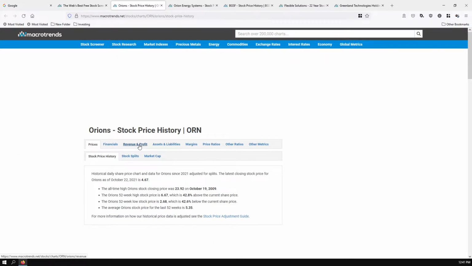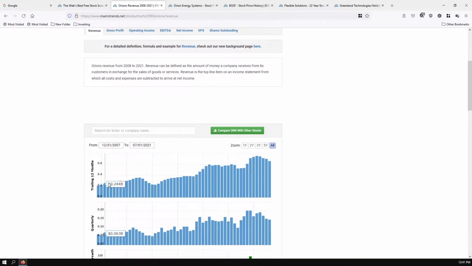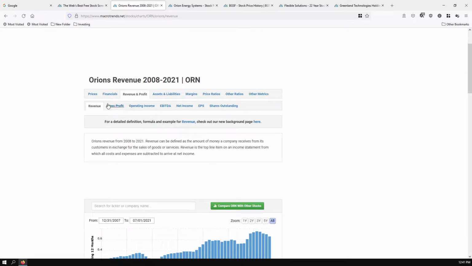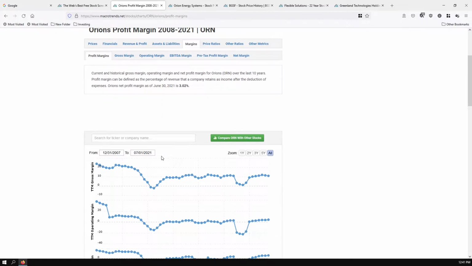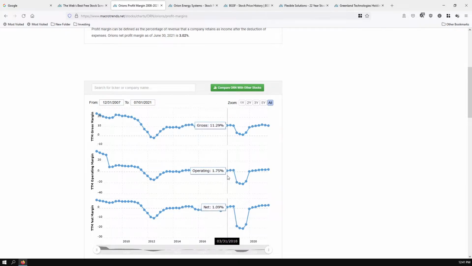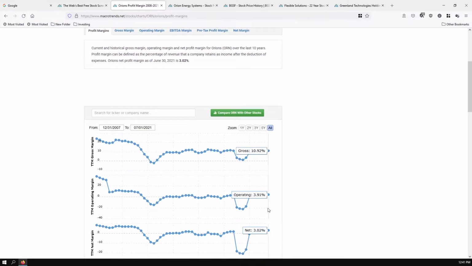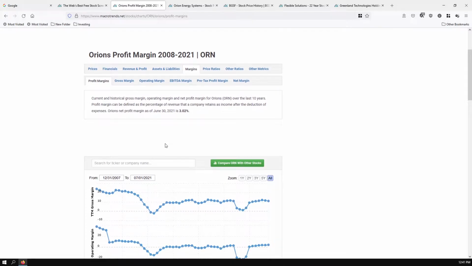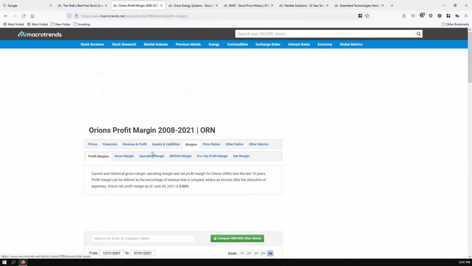First thing I do, I go to revenue and profit. Looking at the revenue, you can see it steadily increase ever since 2008. A couple dips here and there. And then after that, I go to the margins. And I'm looking to see what the operating margin is and what the net margin is. Currently operating at a 3% net margin. That is pretty common for a business like a construction business or a contracting business.